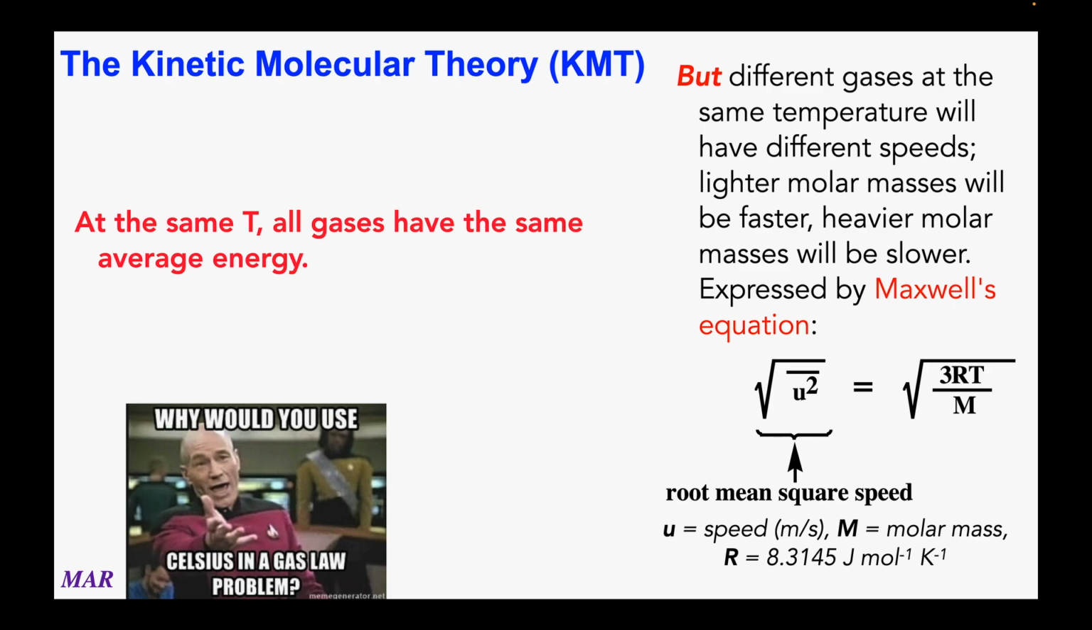So Maxwell came out with this crazy expression. Notice that it's the square root of something squared, which is kind of crazy. It's called the root mean square speed. You don't need to worry about it. We're not even going to calculate it.